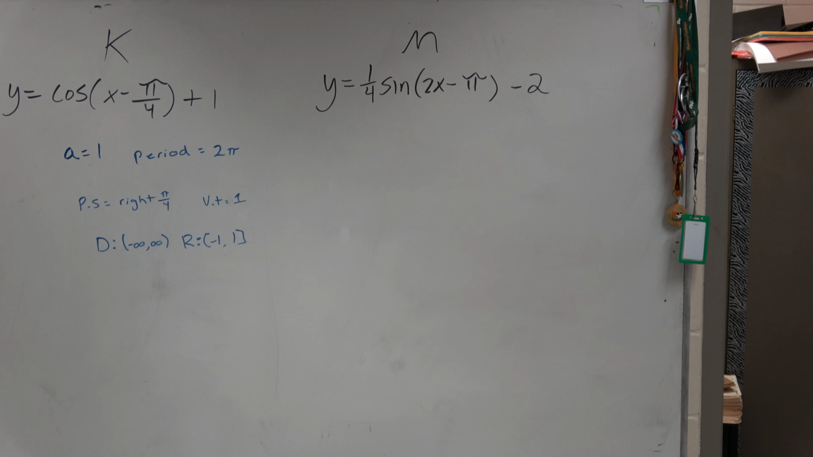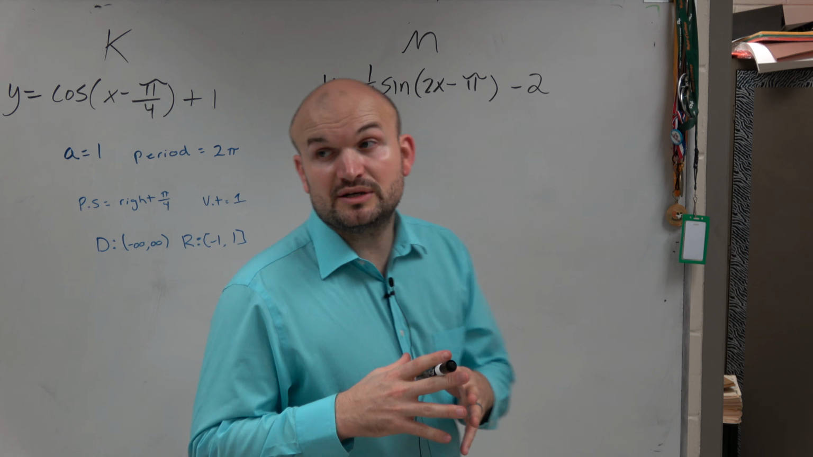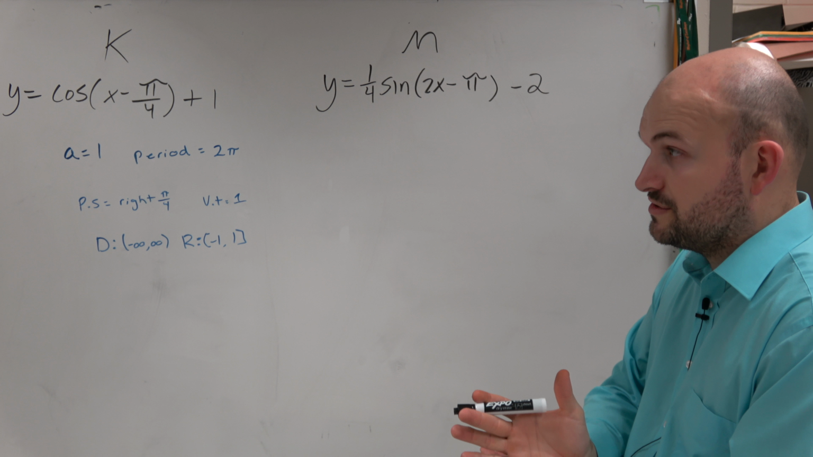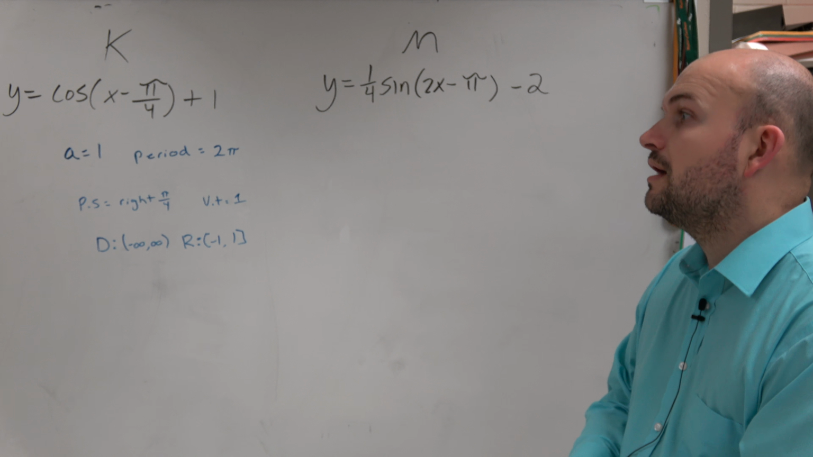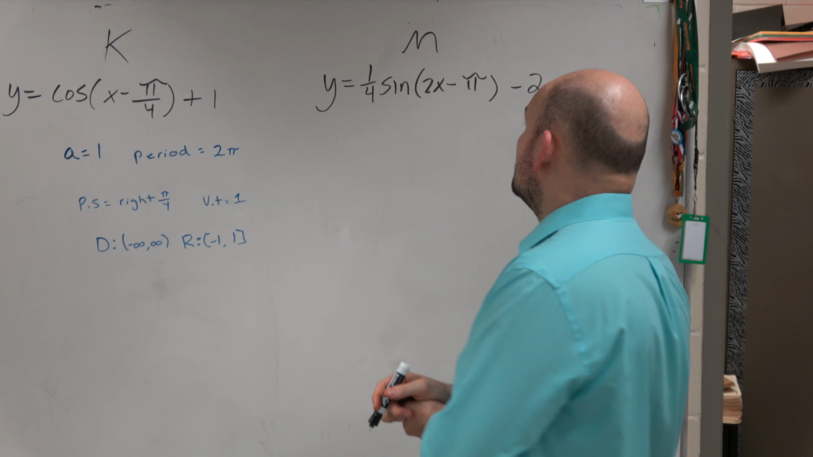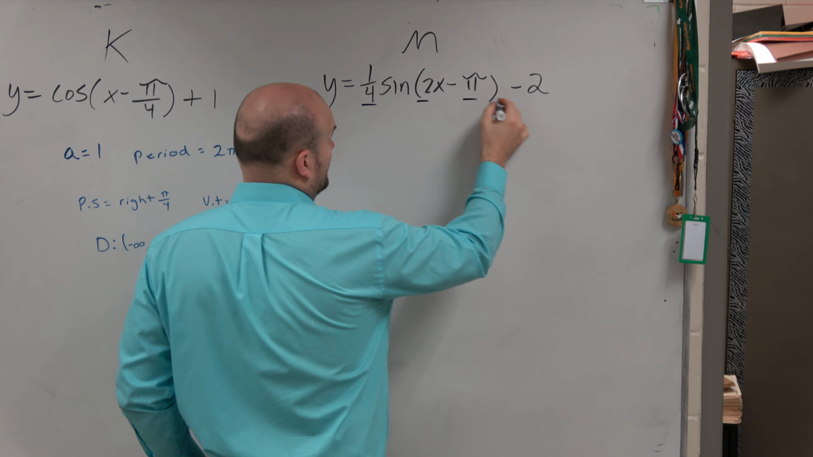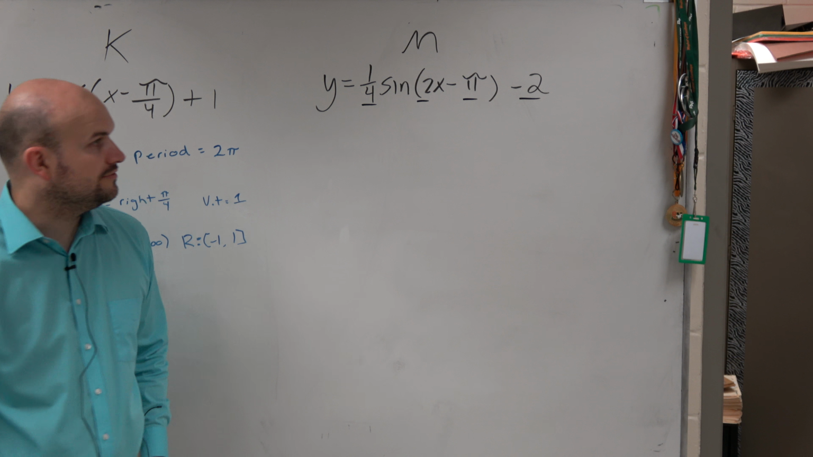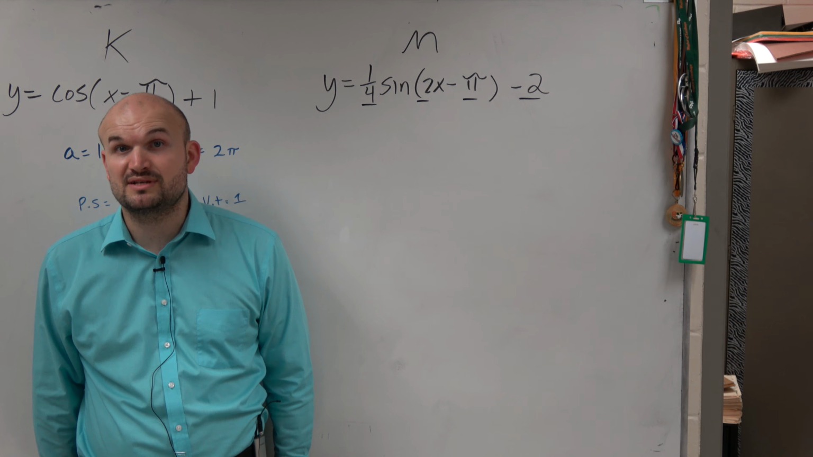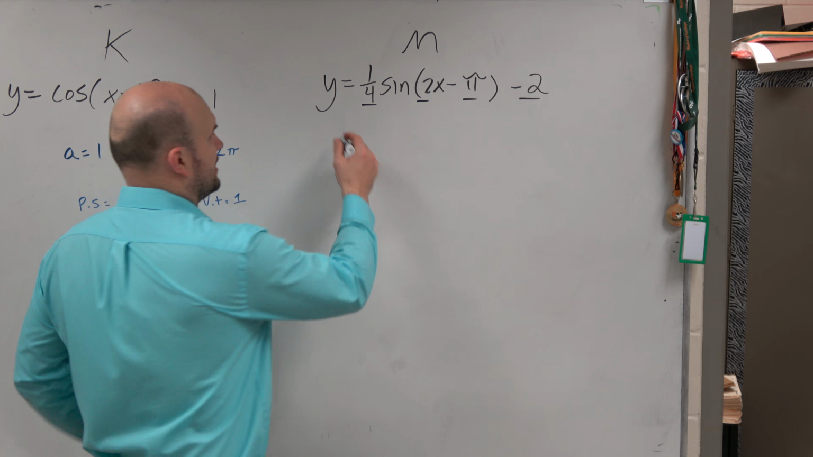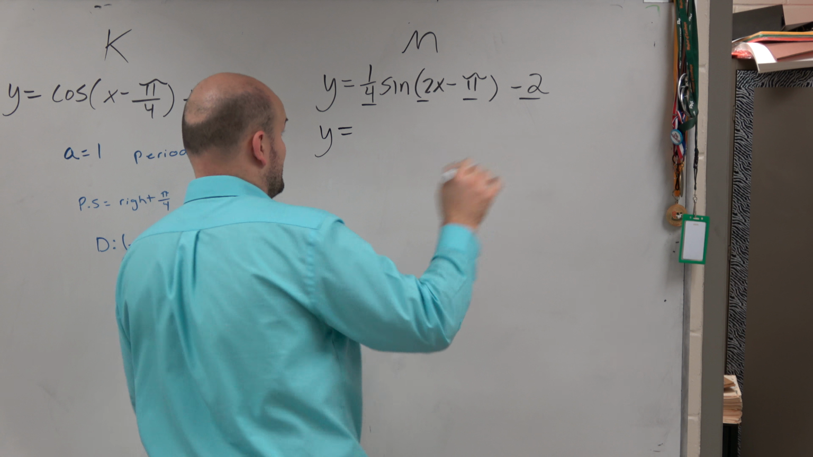So on this one, a couple things. What we're going to do is identify the period, the amplitude, the phase shift, vertical transformation, the reflections, and the domain and range. All right. So first couple things, we just want to understand, we have a couple of numbers in there. We need to really represent what they stand for. What do they do?